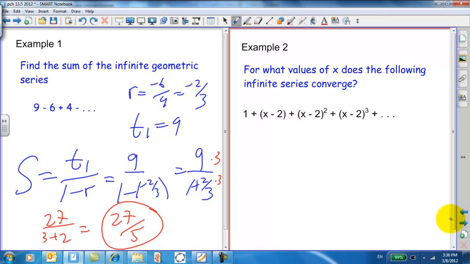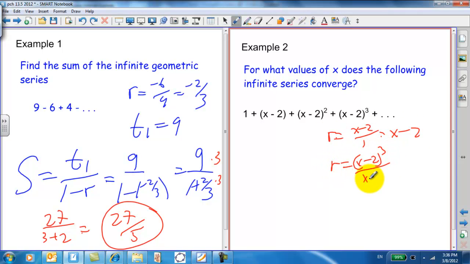For what values of x does the following infinite series converge? Well, we can see that the common ratio is x minus 2 over 1. And that's also true if you take the fourth term, (x minus 2) cubed over (x minus 2) squared, and you still get x minus 2. So the common ratio is definitely x minus 2. Are we set with that part?